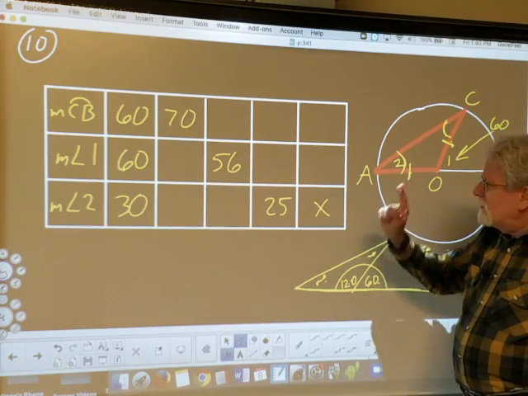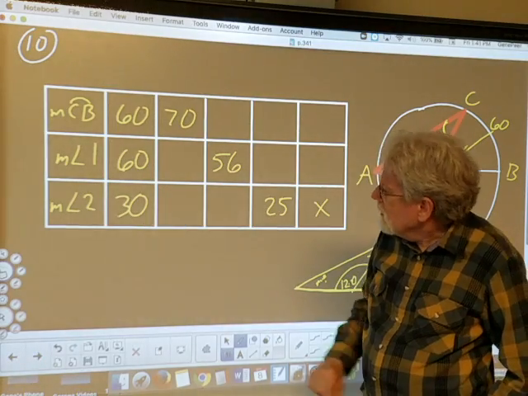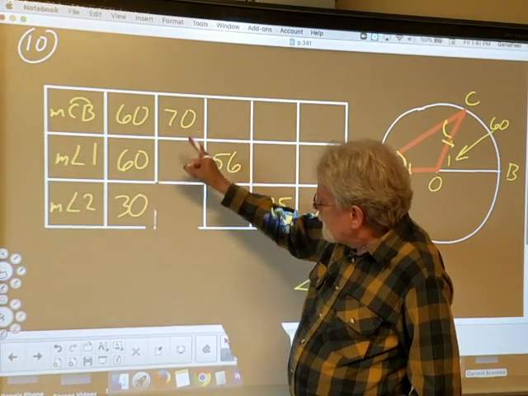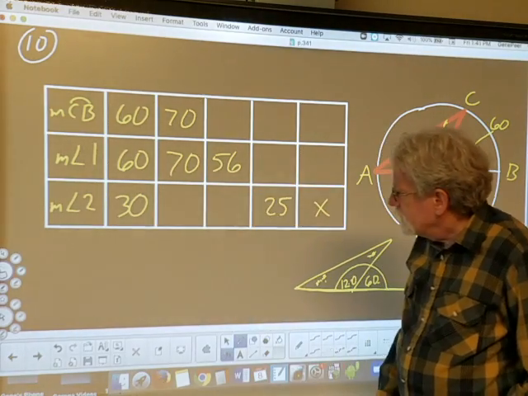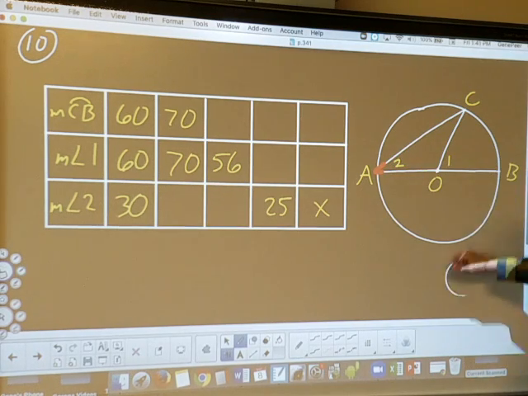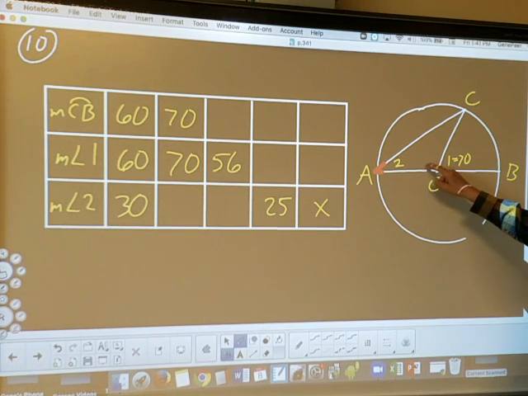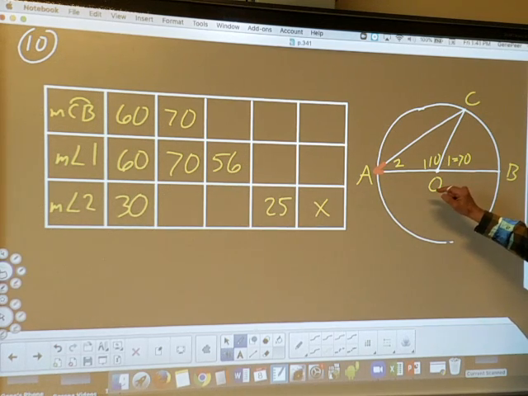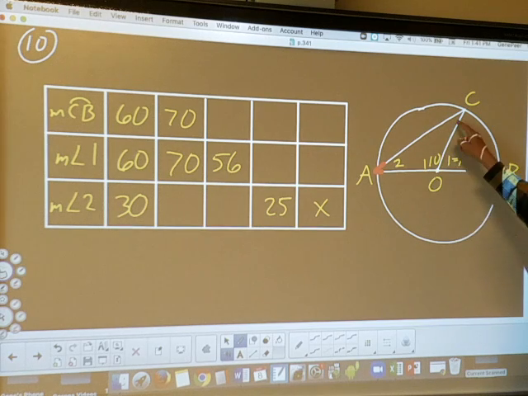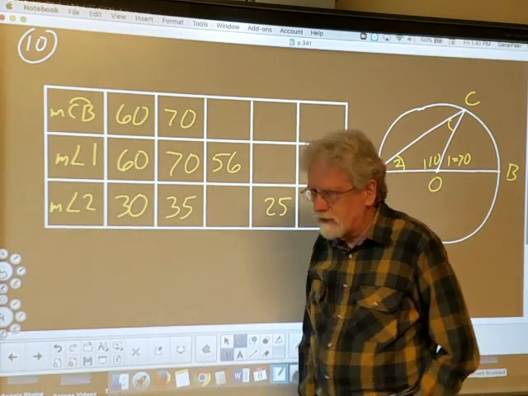Now, that same reasoning will tell us, for the next column, that if arc CB is 70, then angle 1 must be 70, and if angle 1 is 70, that would make this one 110. And if that's 110, then these two have to add up to 70. And because they will be congruent, they have to be 35 each. Do you see a pattern developing here?